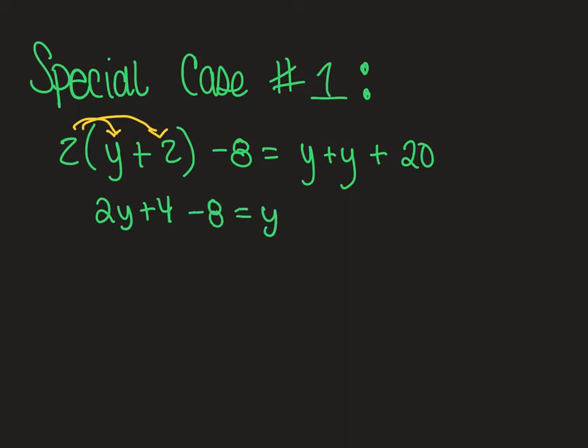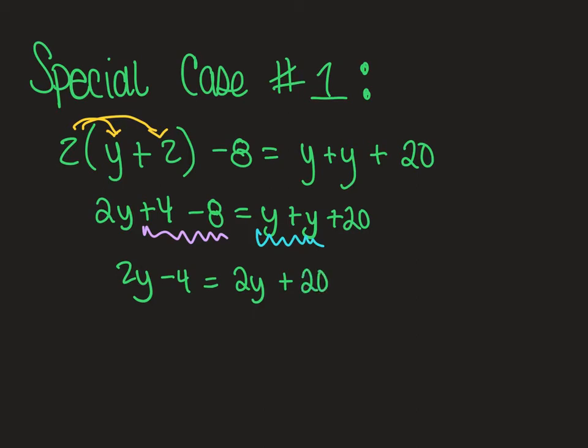Rewrite everyone else. Combine like terms. These guys are like terms. These guys over here actually are like terms. I could do them at the same time. It's still not a song. I'm combining them on the same side. A positive 4 and negative 8 makes a negative 4. 1y and another y makes 2y. Okay, now I'm going to get rid of my 2y on the left. Cross out, what's my answer?